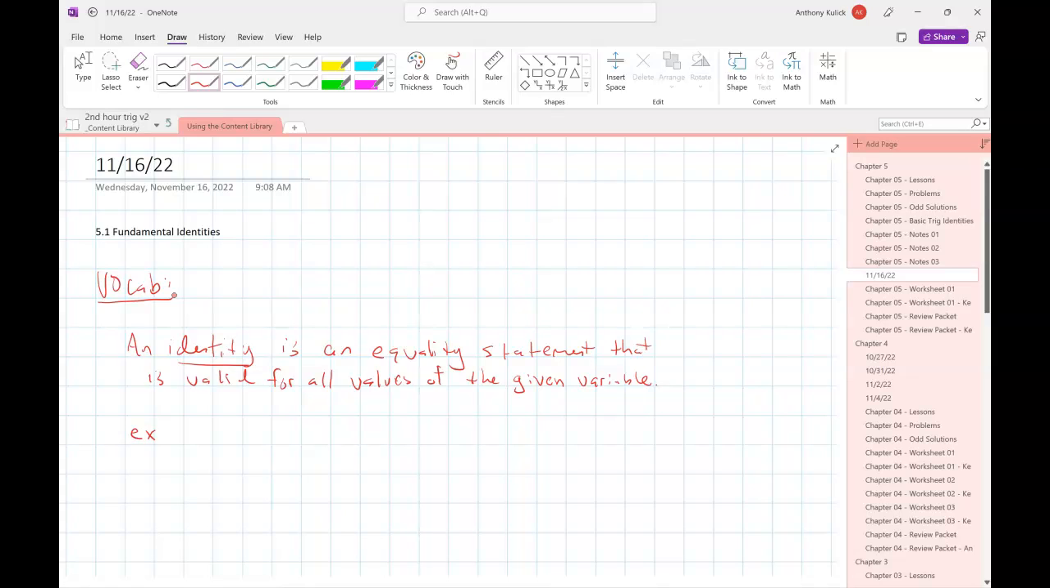So a super trivial example of an identity: say we have the statement 2x plus 6. I know that I can take a greatest common factor of 2 out of that. So the statement 2x plus 6 equals 2 times the quantity x plus 3. This is an example of an identity. Now it's a trivial identity, but that's true for all values of x.